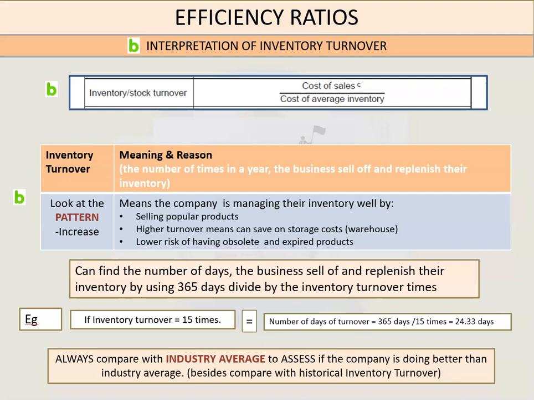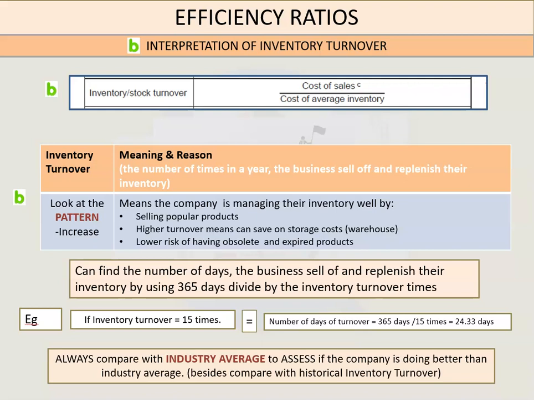If it is increasing or if it is higher, it just means that the number of times in a year is faster for the business to sell off or replenish their inventory. And this is a good thing because it may mean that they're selling popular products. It may mean that you have a less risk of having obsolete or expired products, and it also saves you money on storage costs because you sell quickly.